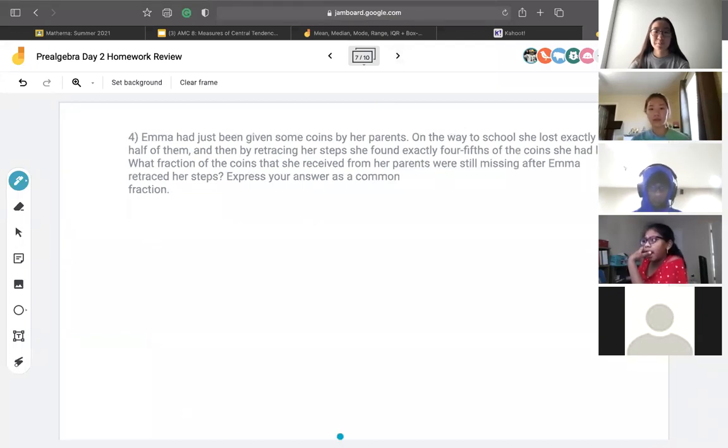So Emma had just been given some coins by her parents. On the way to school, she lost exactly half of them, and then by retracing her steps, she found exactly 4/5 of the coins she had lost. What fraction of the coins that she received from her parents were still missing after Emma retraced her steps? And express your answer as a common fraction.